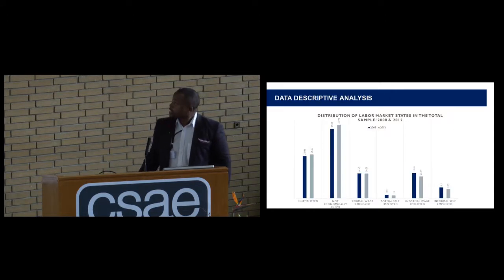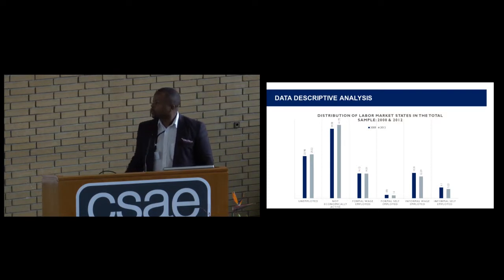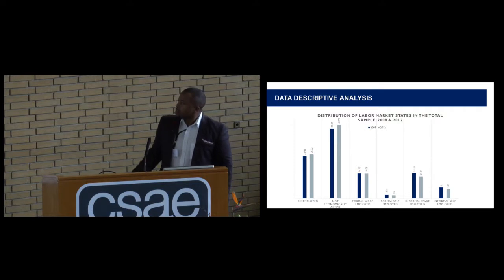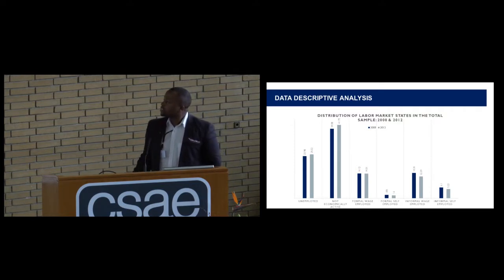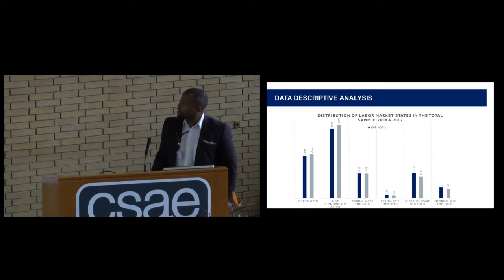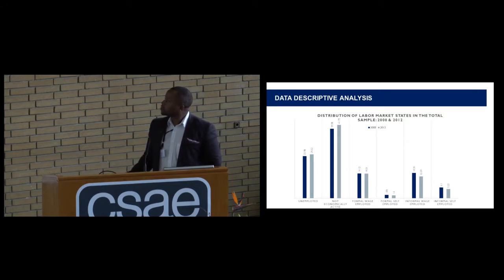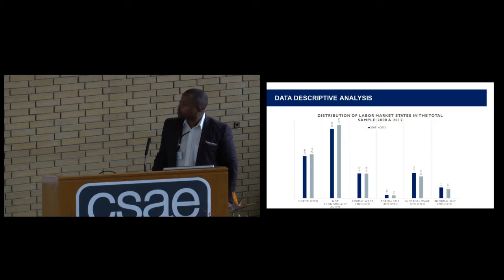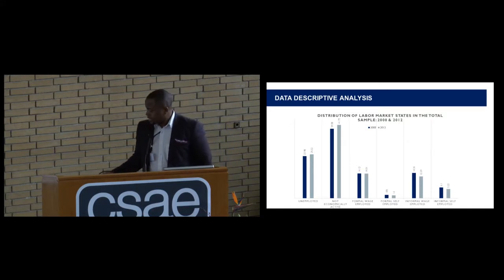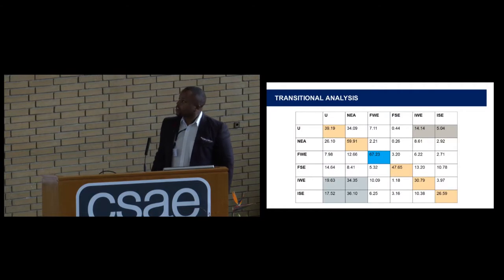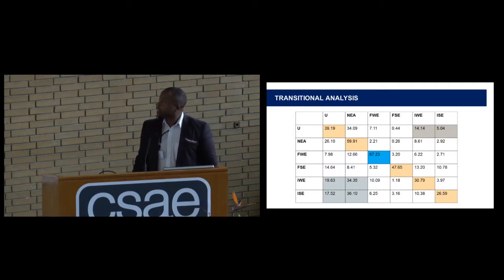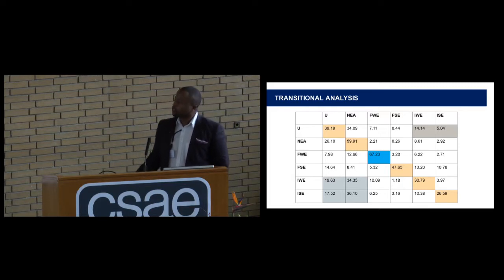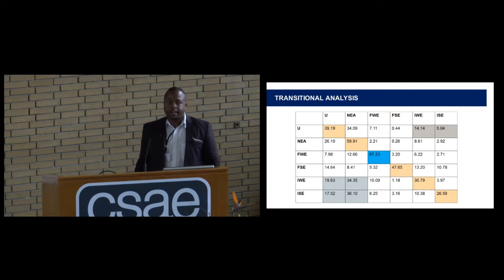So as we can see from the diagram, most workers are not economically active, and between 2008 and 2012, there were not many changes in the composition of the workers in those different states. And then from the transitional analysis, there are many things we can figure out. First of all, there's a lot of churning in the labor market, which is in line with other studies that have been done.